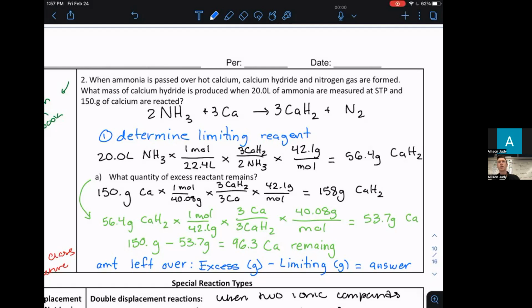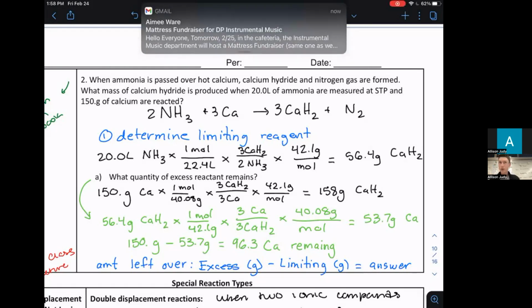Given that you also calculated the 158 grams of CaH2, could you just take 56.4 divided by 158 and then multiply it by the quantity of the 150 in this case to get 52.7 instead? I didn't find the ratio of what is consumed. You know, the ratio. Yeah. By doing this. Yeah.